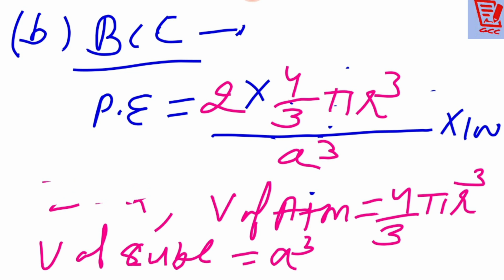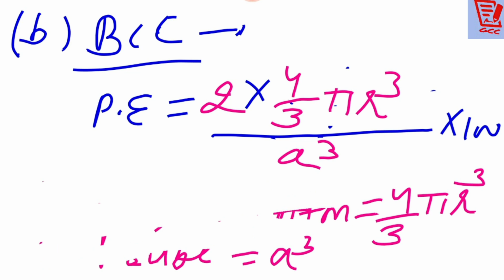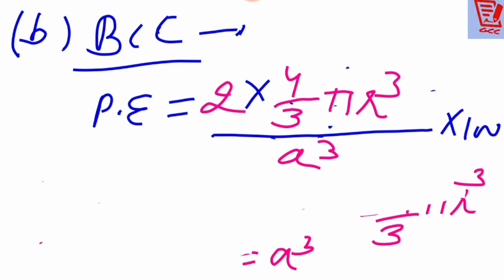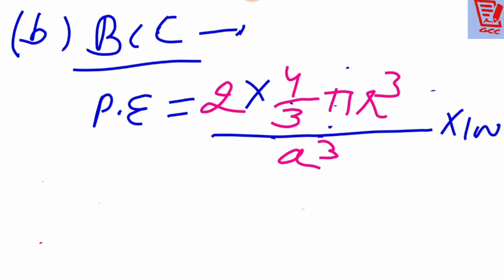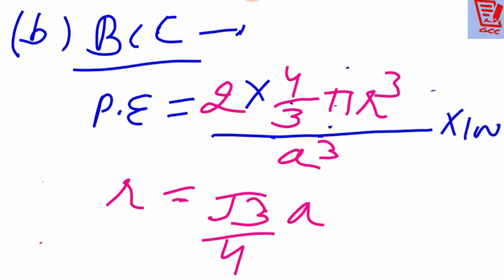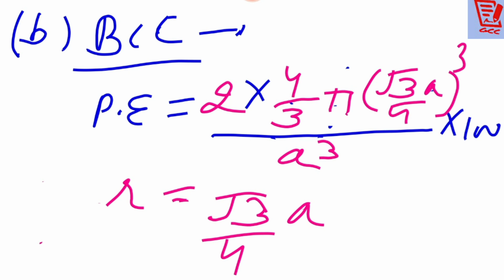Beta ji, after that, in the relation of a, r and d, we have found out the value of r. We have found out the value of r over there, and the r value was √3/4 into a. This particular value we can put over here, yes or no? So it will become √3/4 into a, the whole cube, yes or no?